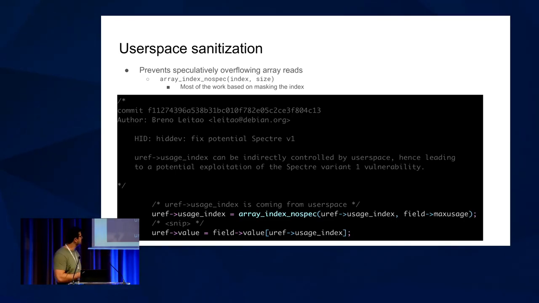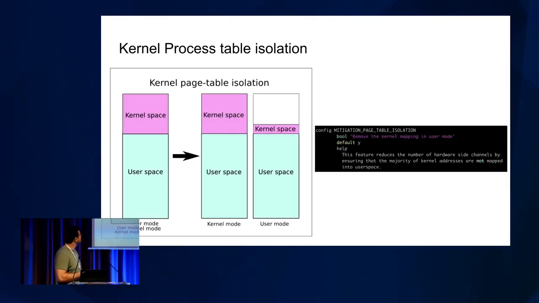The first mitigation is array index nospec, which basically masks the index into the max size of that array. So it blocks the speculation from going to 1,000. It limits that to the max usage. The first one is very cheap, basically just a mask before the array dereference.